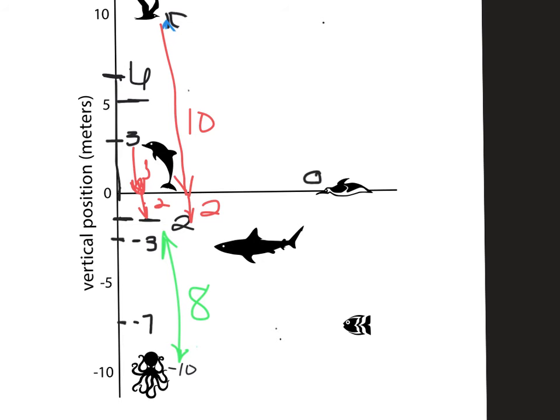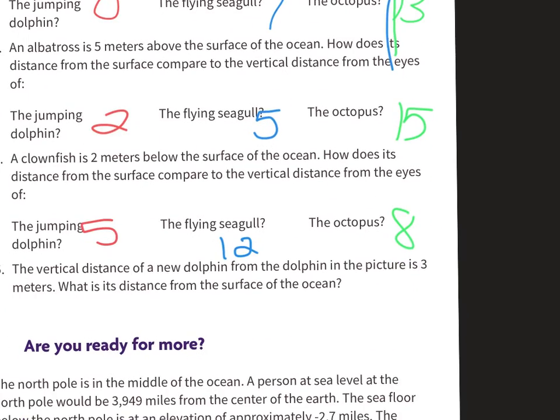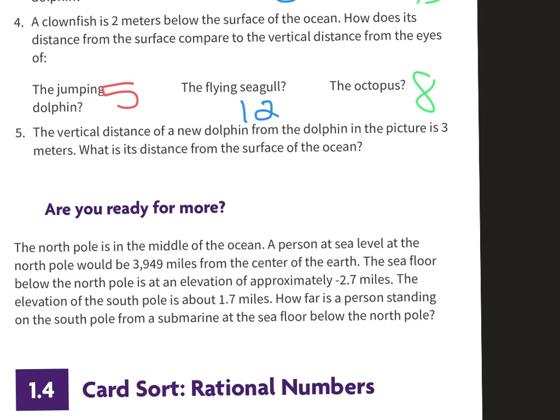So how far from the ocean? Well, it's 6 units away. Okay, in this case, 6 meters away. So how far away? 6 meters. Okay. We are not going to do 1.4, so let's look at the summary. We are done.